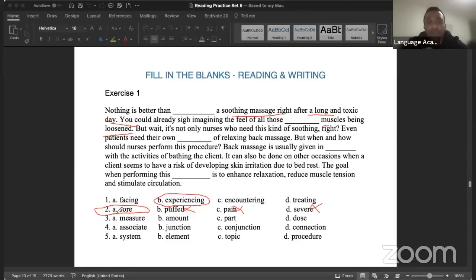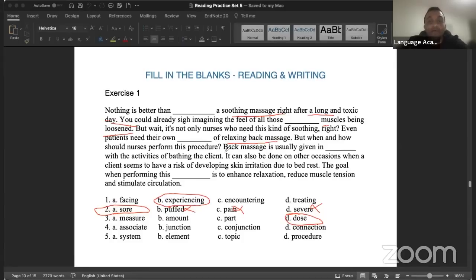Okay, but wait, it's not only nurses who need this kind of soothing, right? "Even patients need their own dash of relaxing back massage." So it's not just for nurses, but also for patients. Measure of, dose of. The right answer will be dose of, because he's talking about curing them, making them feel better. It's sort of a therapeutic thing, a remedial massage which will make them feel better. That is why it will be dose of relaxing back massage.